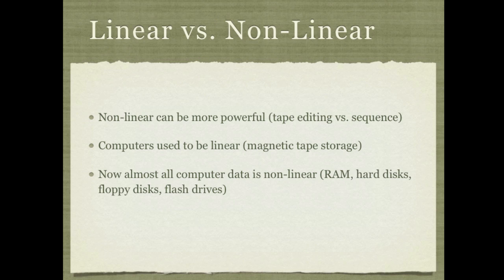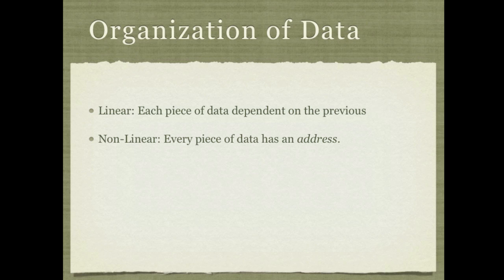And the key difference between these two things is how the data is organized. So with linear storage, every piece of data is dependent on the previous piece. So for example, in your book, you have to have read what was on page 23 to know what page 24 is referring to. With nonlinear access, every piece of data has an address. That means that if you're using a computer to access data, like let's say digital audio, the computer doesn't have to actually move all the numbers around to change the order of the sections of a song, for example, like you would if you were using tape. You'd have to cut it and move it around.